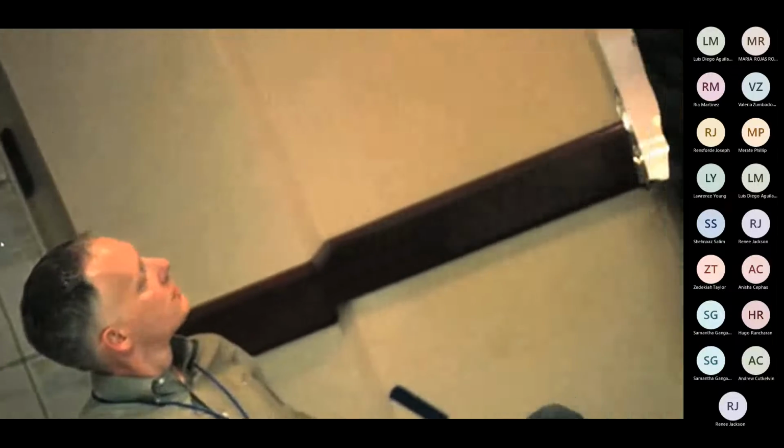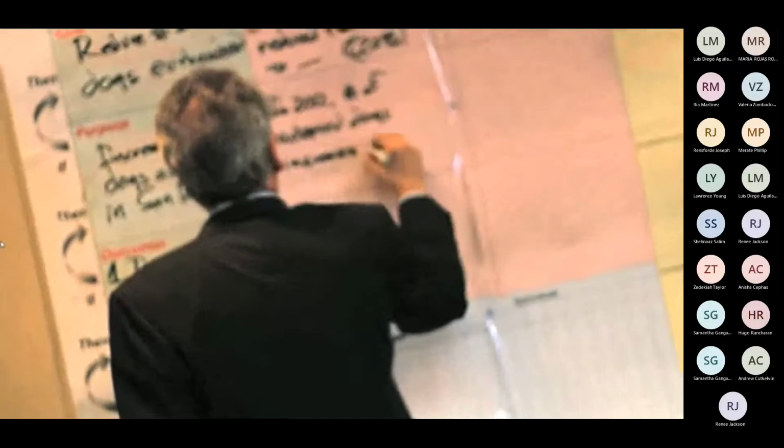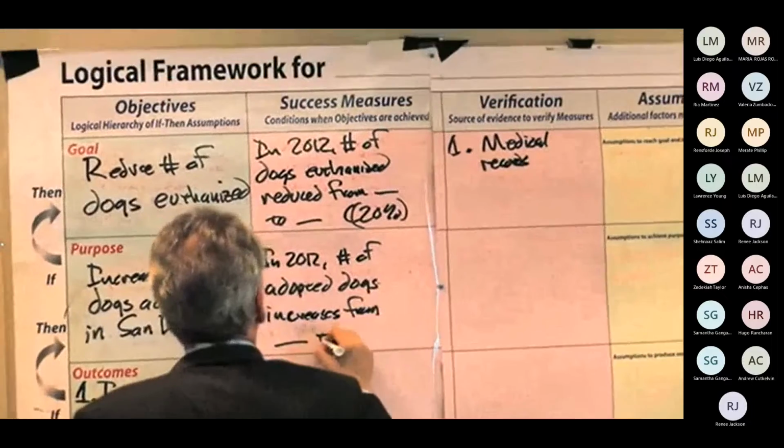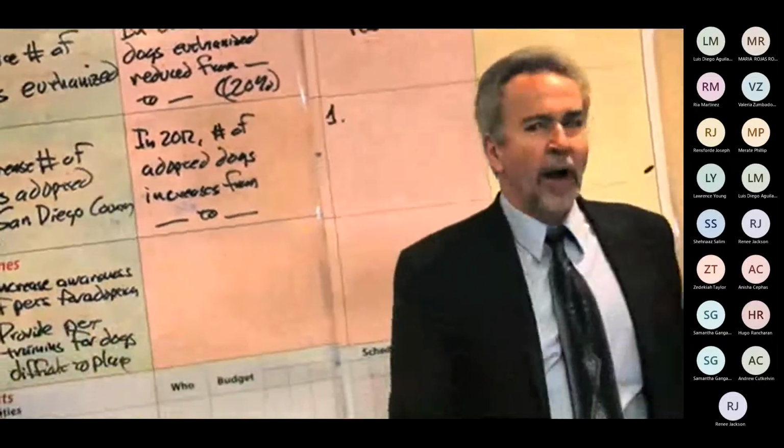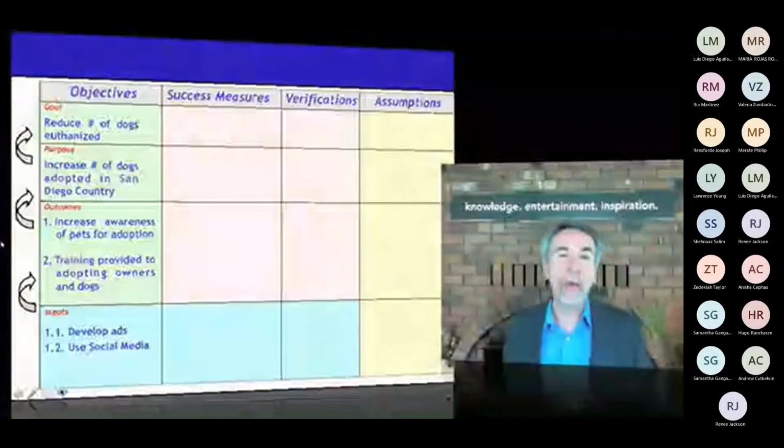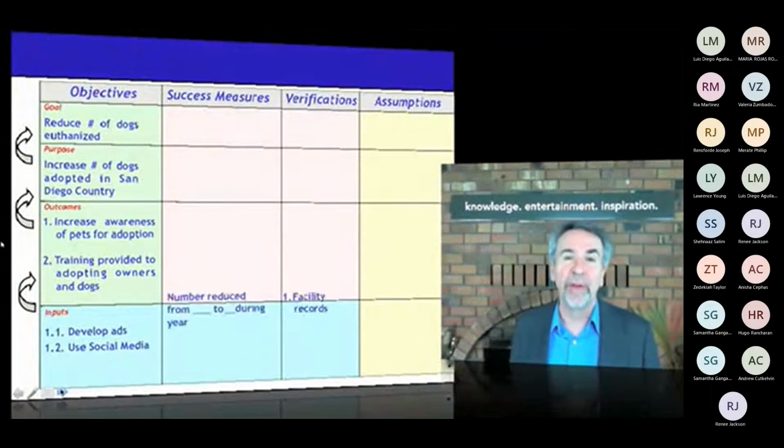Good, good, good, good. All right, increased number of dogs adopted in San Diego County. That's pretty similar as well. That in 2012, the number of adopted dogs increased from X to Y. Verification of that would be adoption records. Woof. Okay, welcome back. Let's add the success measures the group developed.